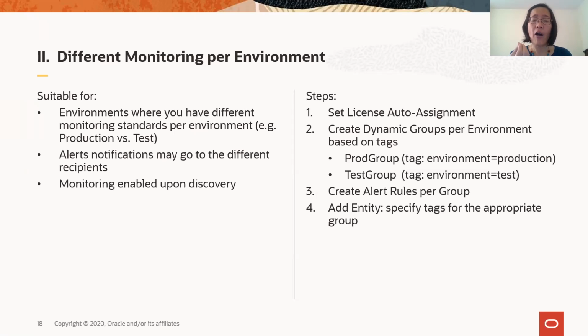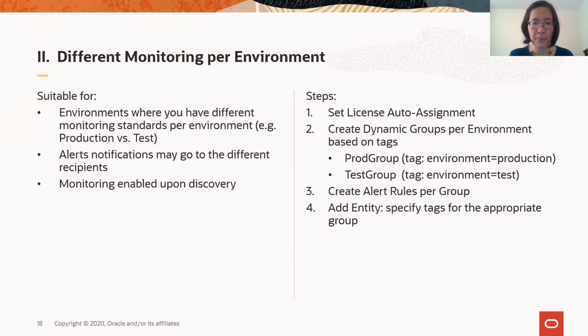You can say all entities with the tag environment equals production should go to my prod group. In a similar way, you can create a test group for your entities in the test environment. In that test group, you can say the membership criteria is all entities with the tag environment equals test, okay? So set your groups, and then create the alert rules using the group. And then the last step is when you add the entity, specify the right tags, okay?